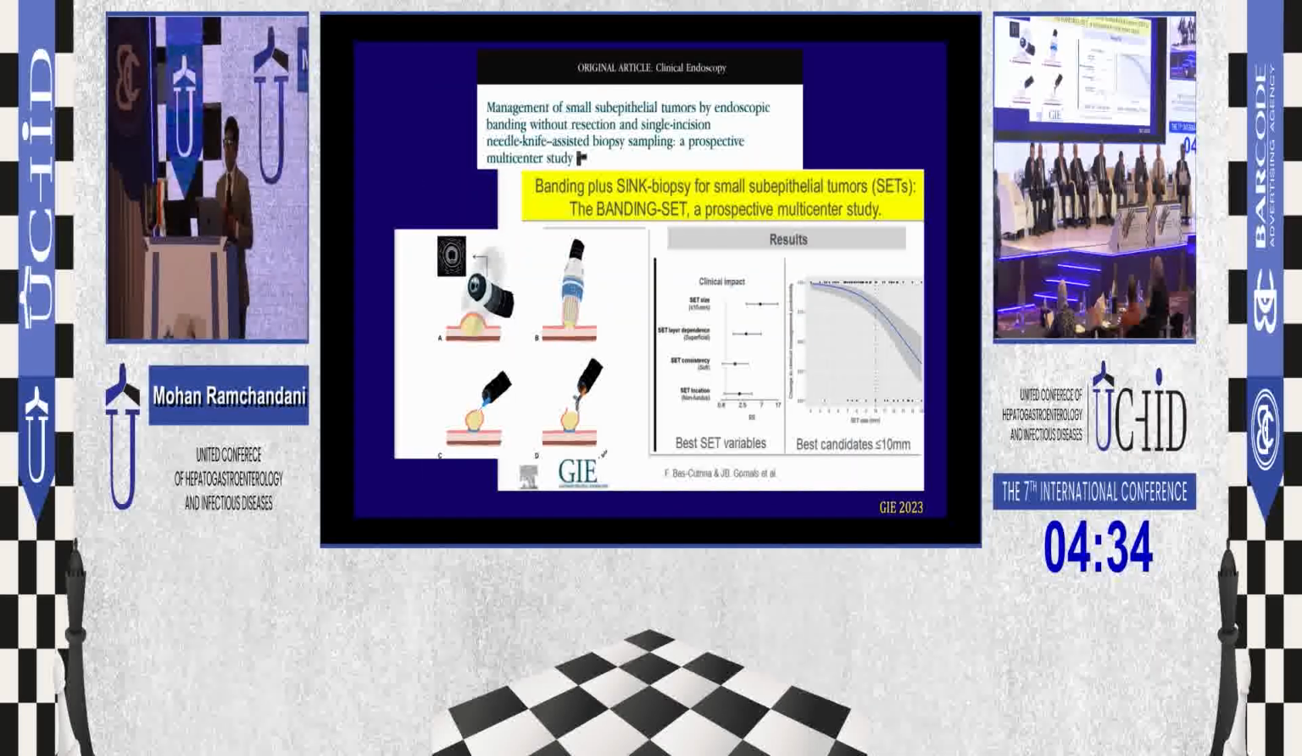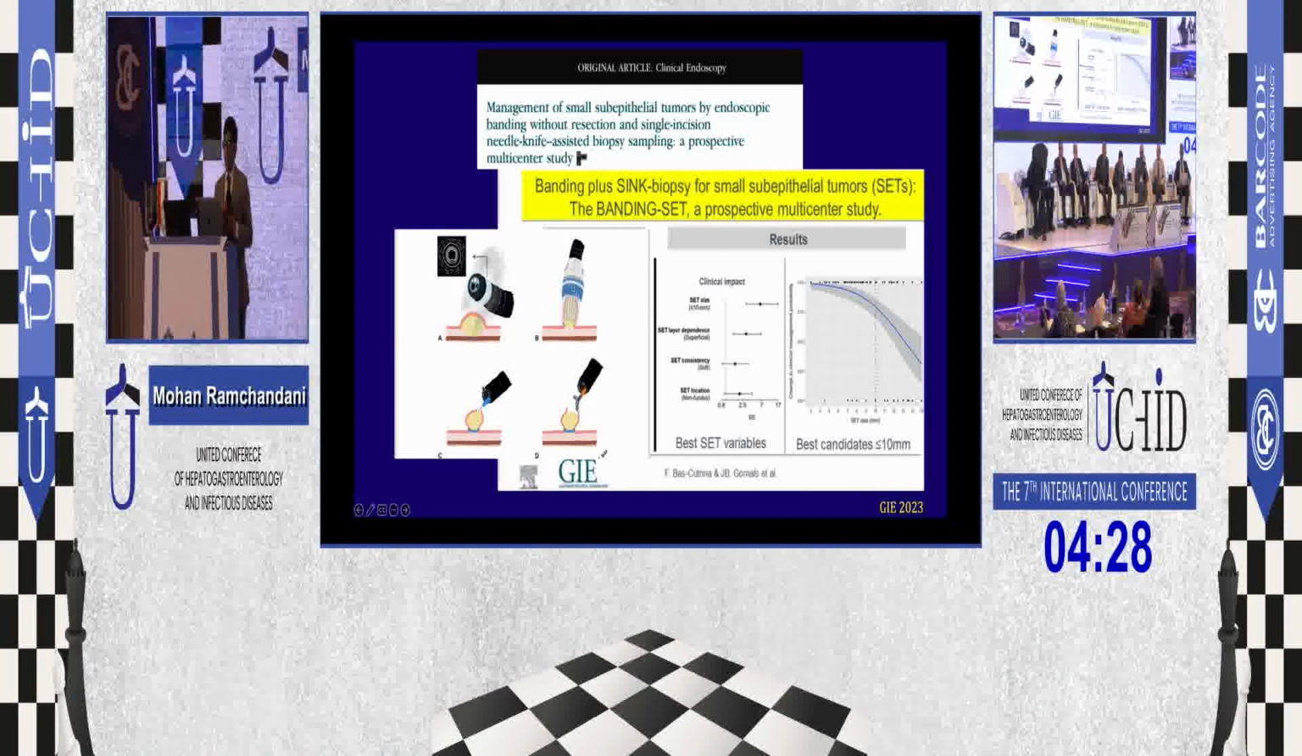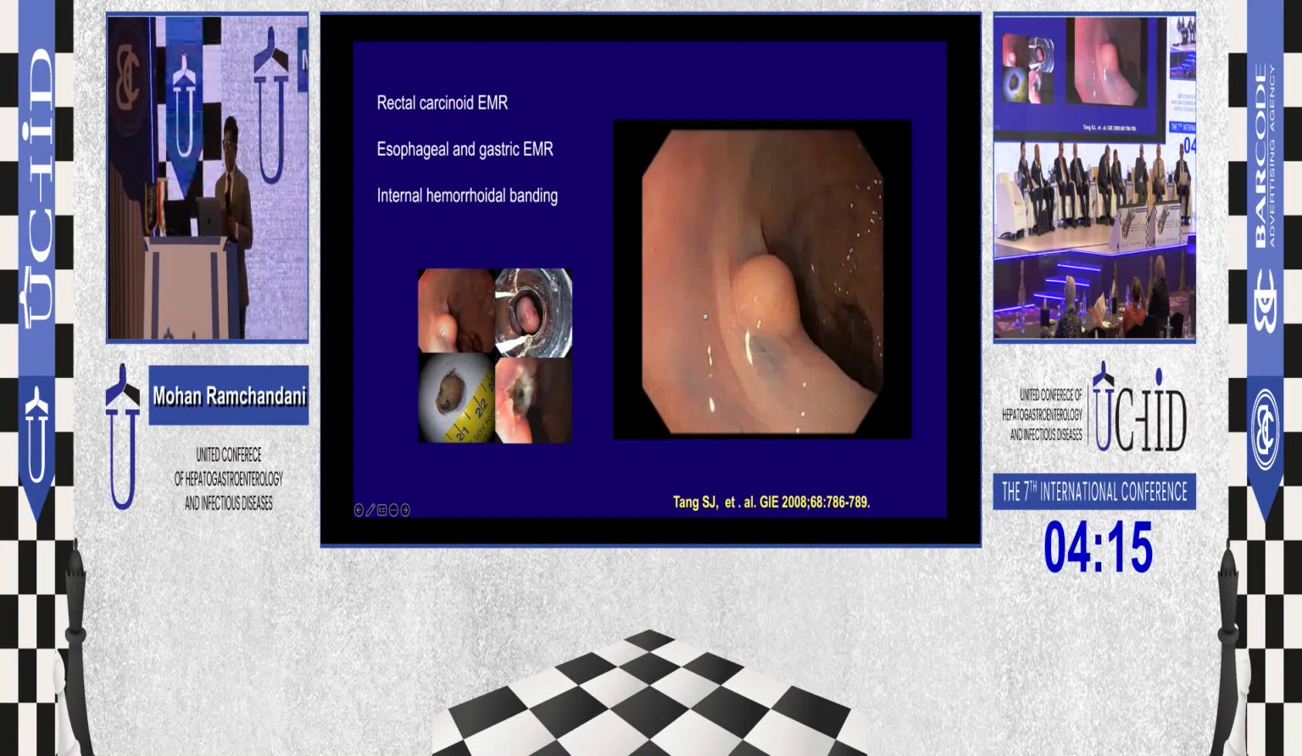So this is one, but here we don't get histology. Sometimes this is known as sink biopsy, where we need to have a band application, needle knife, and take biopsy. So tumors which are less than 10 millimeter in size can be treated like this, which is a very easy method. I'll not go into the detail.